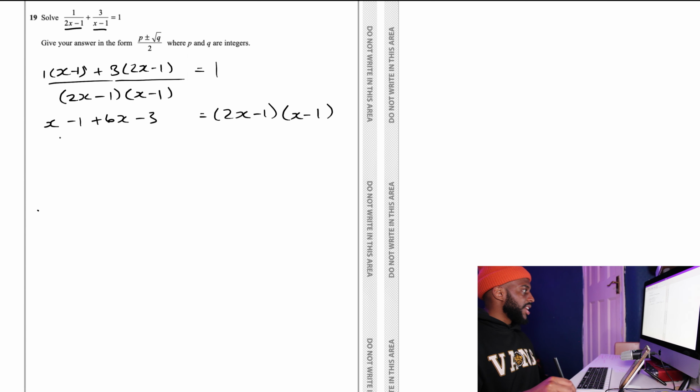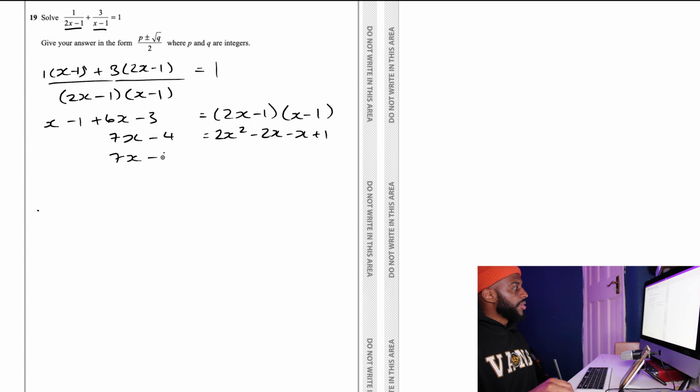Okay. Collect our like terms on the left. So we have 7x minus 4. We can expand these brackets here, so that gives us 2x squared minus 2x minus x plus 1. Collect the like terms again on the right side: 2x squared minus 3x plus 1. Let's make this equal to 0 so we can actually solve the quadratic. So we've got 2x squared minus, in the 7x, so minus 10x. Add a 4, so that's 5.